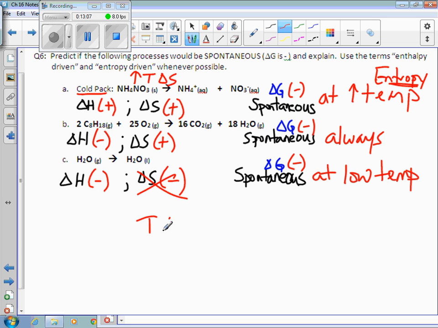So when we do T times delta S, oops, negative T delta S, versus delta H, we want to de-emphasize this part and emphasize the exothermicness. So we're going to operate at low temp so that this piece is not as significant and this guy overpowers. Good? We're definitely going to do some more practice with this in class as well. Okay, so go back and re-listen to the video if you need to. Make sure you're very clear on these points.